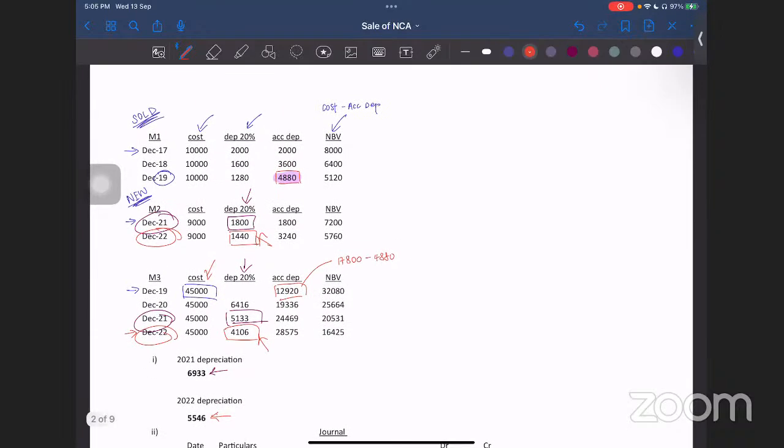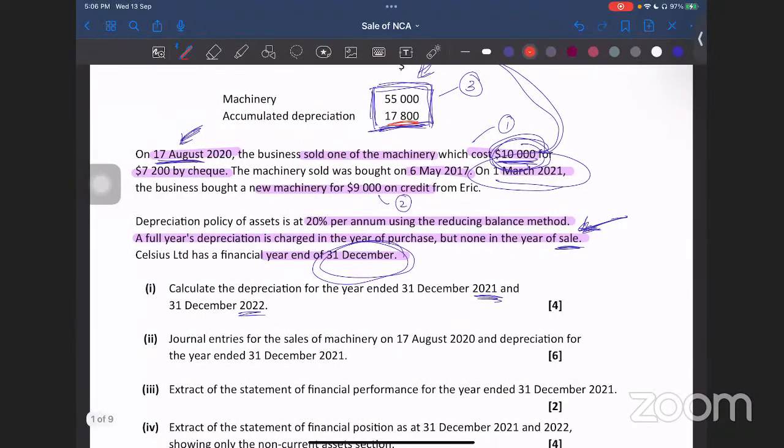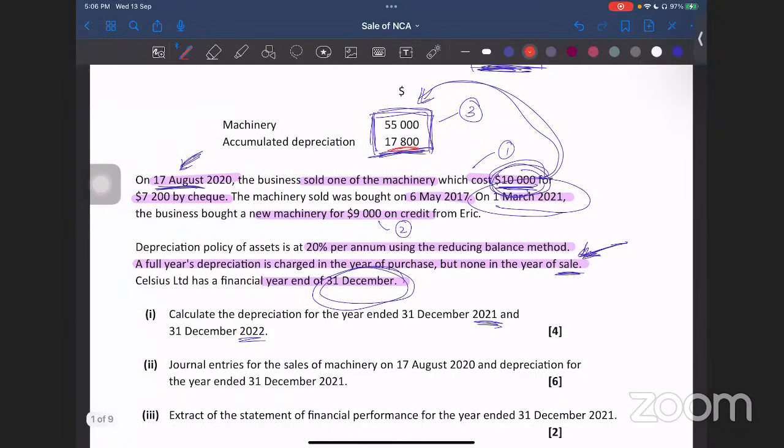Okay, and then the next part, they ask for the journal entry for the sale. Same thing, for the sale I will always follow those 4 steps, right? When I sell, it's whatever I was going through just now.